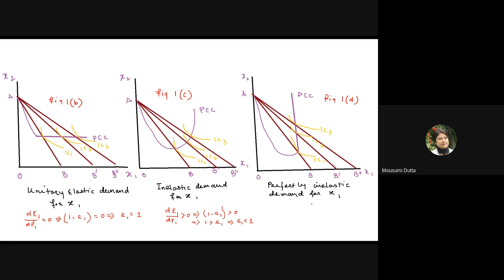When the PCC is horizontal, we find that the expenditure on X1 is not changing, it is remaining fixed. So dE1 by dP1 is equal to 0. So X1 into (1 minus E1) is equal to 0. X1 is positive, so 1 minus E1 is equal to 0, and from there we get E1 equal to 1. So own price elasticity of demand is unitary here. Unitary elastic demand for X1.